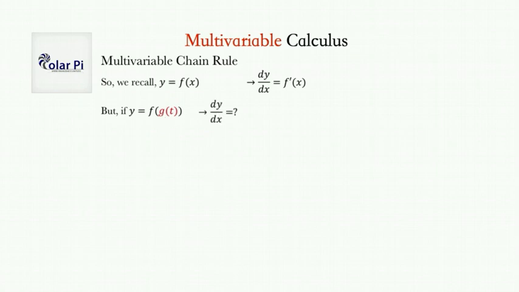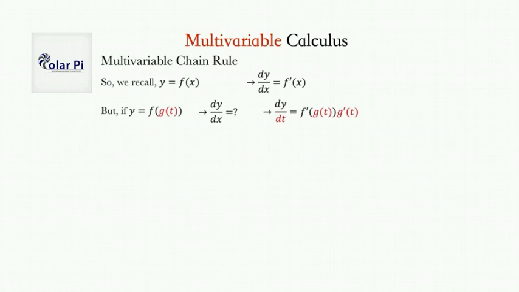However, dy dt does make sense, and we'd apply the chain rule to write that dy dt is equal to f prime of g of t times g prime of t. So this is the good old chain rule, right? Okay, cool. And of course, the one that you're used to is if this t was an x, then dy dx is equal to f prime of g of x times g prime of x. That's how you're used to it.